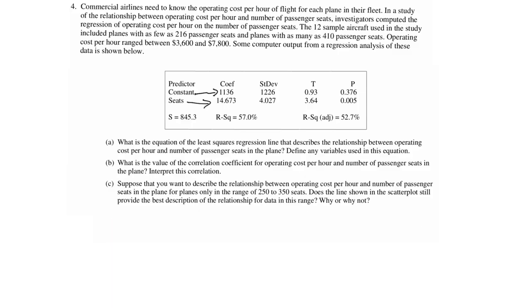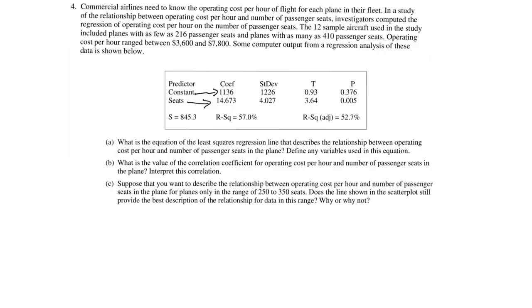Part B asks, what is the correlation coefficient for the operating cost per hour? Well, you've got R-squared here, and R-squared adjusted, but we don't really use that one, you'll hardly ever use it. So we're going to use R-squared. So what is the correlation coefficient?